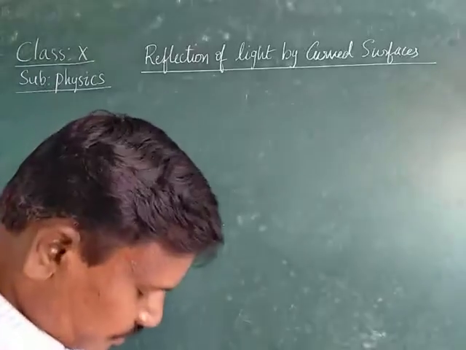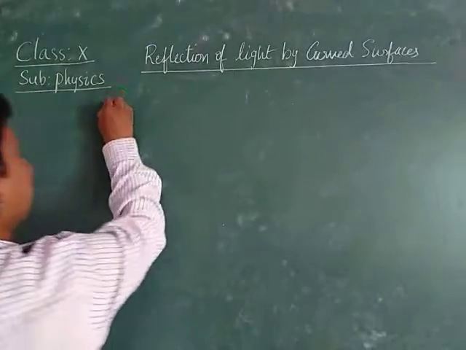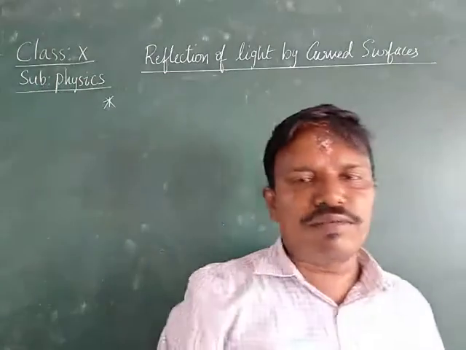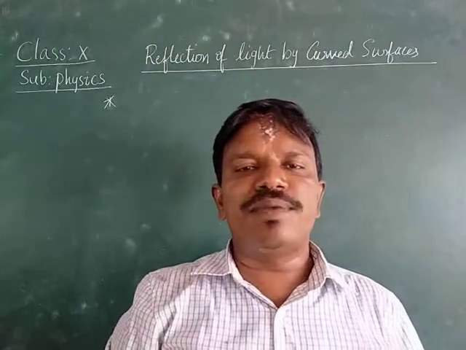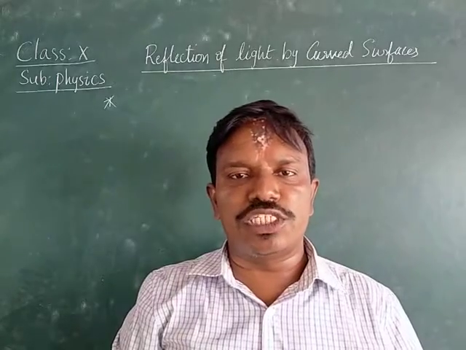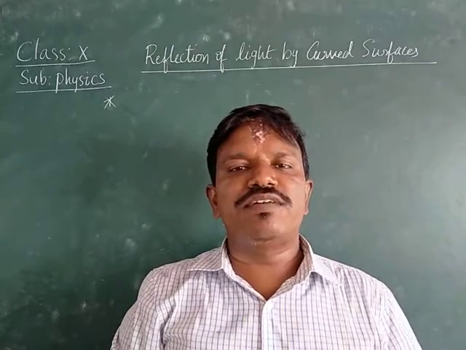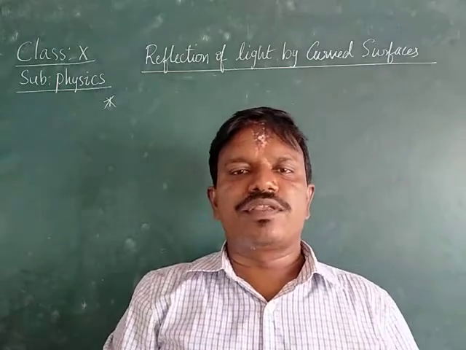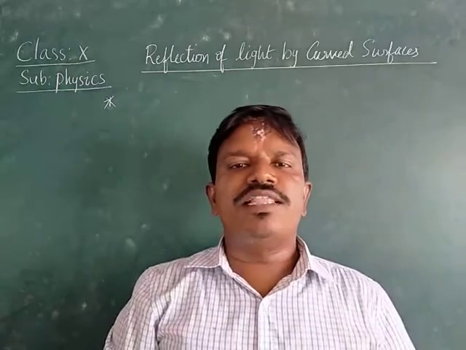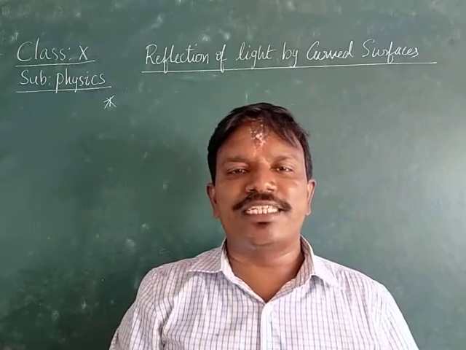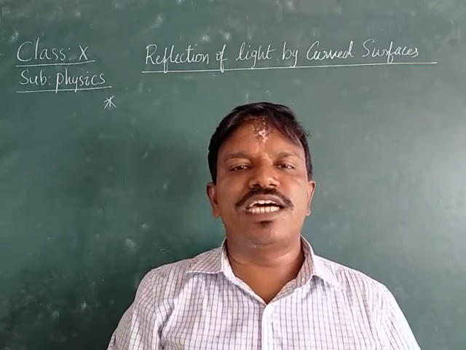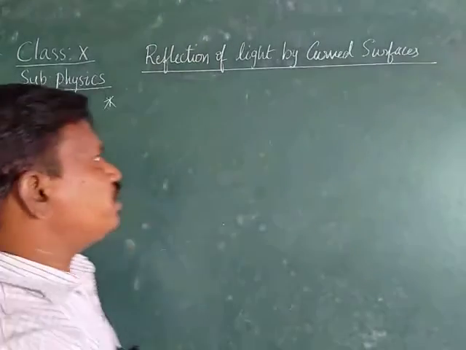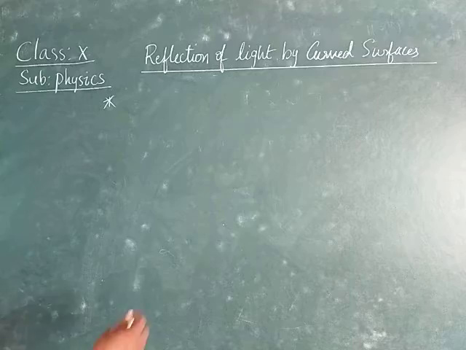The sign conventions are: first, all the distances should be measured from the pole. The second is that the distances measured in the direction of the incident light should be taken as positive, and those opposite to the direction of the incident light should be taken as negative. Next, the third is that all the distances above the principal axis should be taken as positive, and all the distances below the principal axis are taken as negative. Already we learned about the concave mirrors.